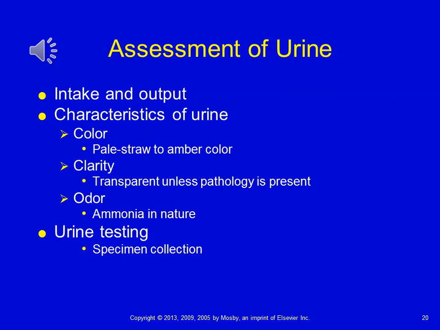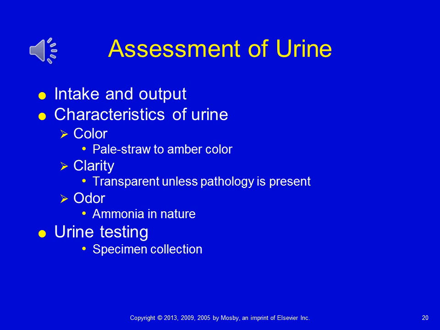In this skills lab, we talked about how to measure and document I&O. Remember that hourly output of less than 30 mLs for longer than 2 hours is cause for concern and further assessment. The color of urine should be pale straw to amber. Urine will be more concentrated in the morning, and medications can change the color, as can some foods. Dark amber urine is the result of bilirubin from liver disease.